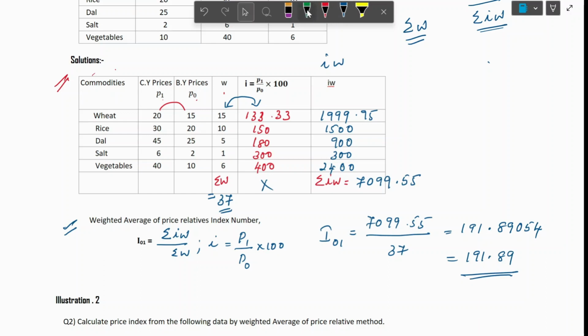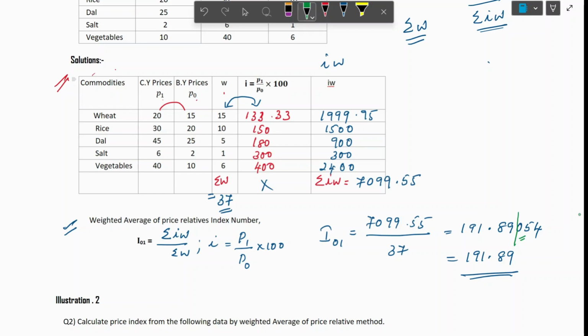Therefore, you can just leave it. That is 191.89, the value of the index number by using the weighted average of price relative method. Therefore, this is the way we are going to do it. There are two extra columns, I and IW. Actually, there is no need to learn this by heart.